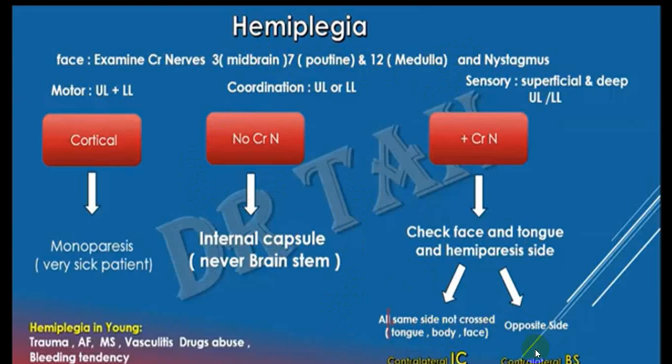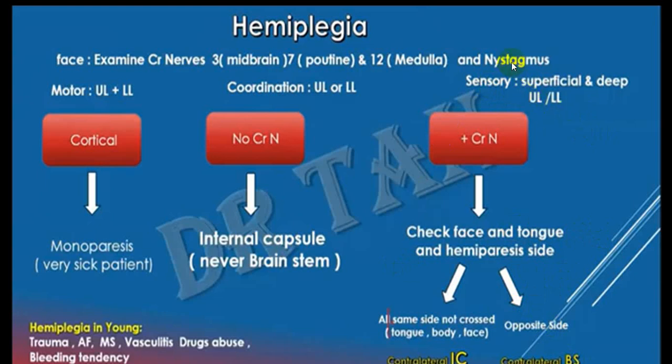And a brainstem lesion will produce contralateral hemiplegia. This is all on the same side: tongue, body and face on the same side, contralateral. While in a brainstem lesion, it means the face is involved on one side, that is lower motor neuron face, and the opposite side has hemiplegia. If there is a sensory involvement, you will have to go through which tracts are being involved, and accordingly.